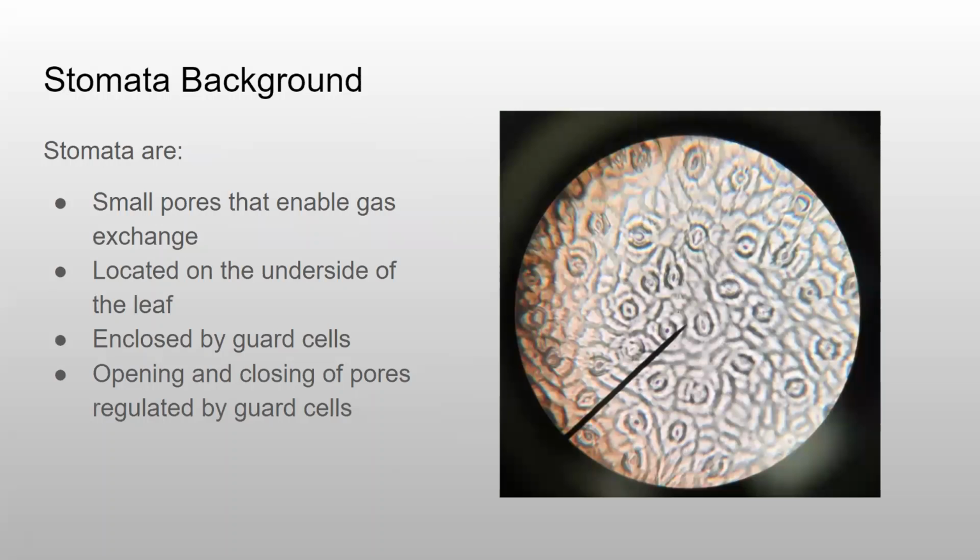Stomata are defined as many of the minute pores in the epidermis of a leaf of a plant, forming a slit of variable width which allows movement of gases in and out of the intercellular spaces. In other words, stomata are small pores that have many uses. Stomata are located on the underside of a leaf. Stomata are enclosed by guard cells, which regulate the opening and closing of the pores.